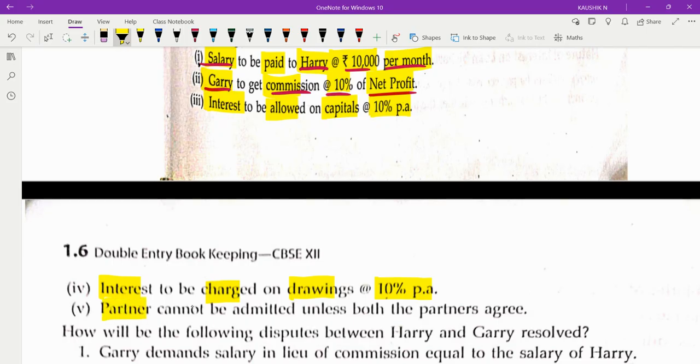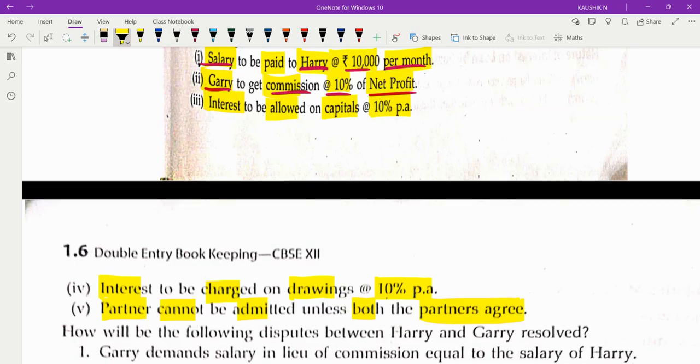Last point. Partner cannot be admitted unless both the partners agree. Now, whether this statement, the fifth one, is true or wrong? True. Okay. So there are five statements given to us. In that, one is true. For the remaining four, we have concluded that it will not be allowed, it will not be charged, or it will not be provided in such a way.